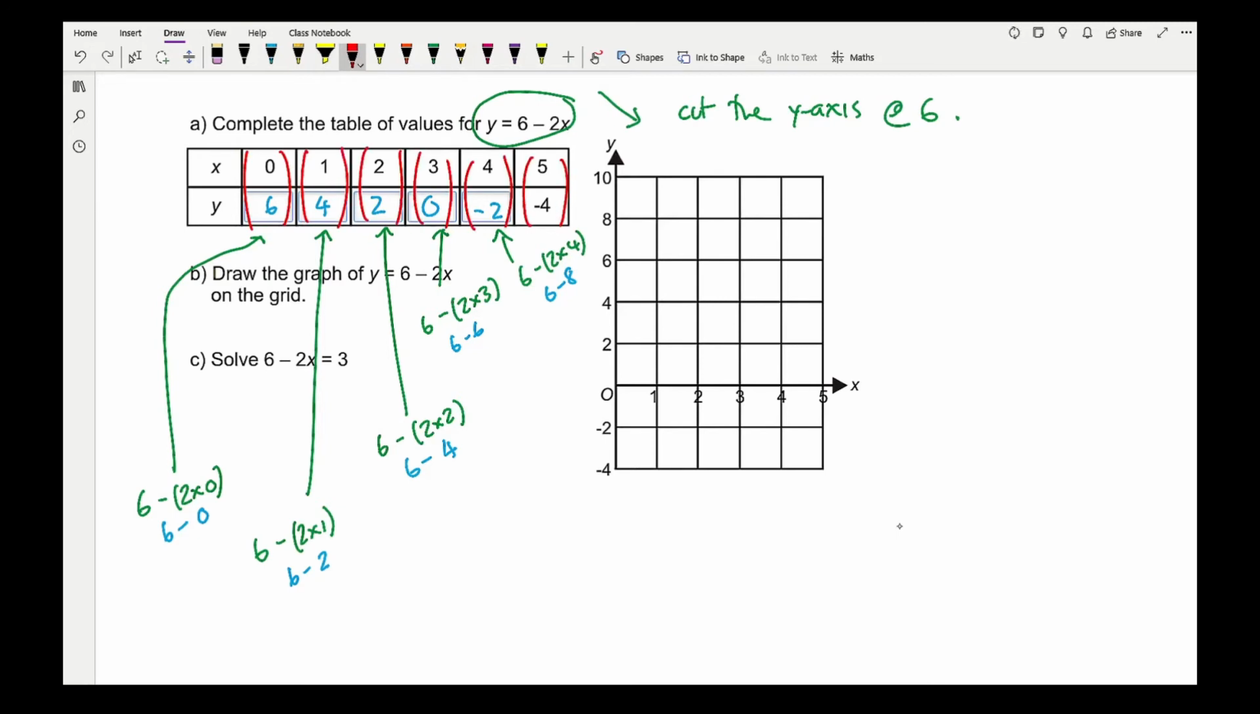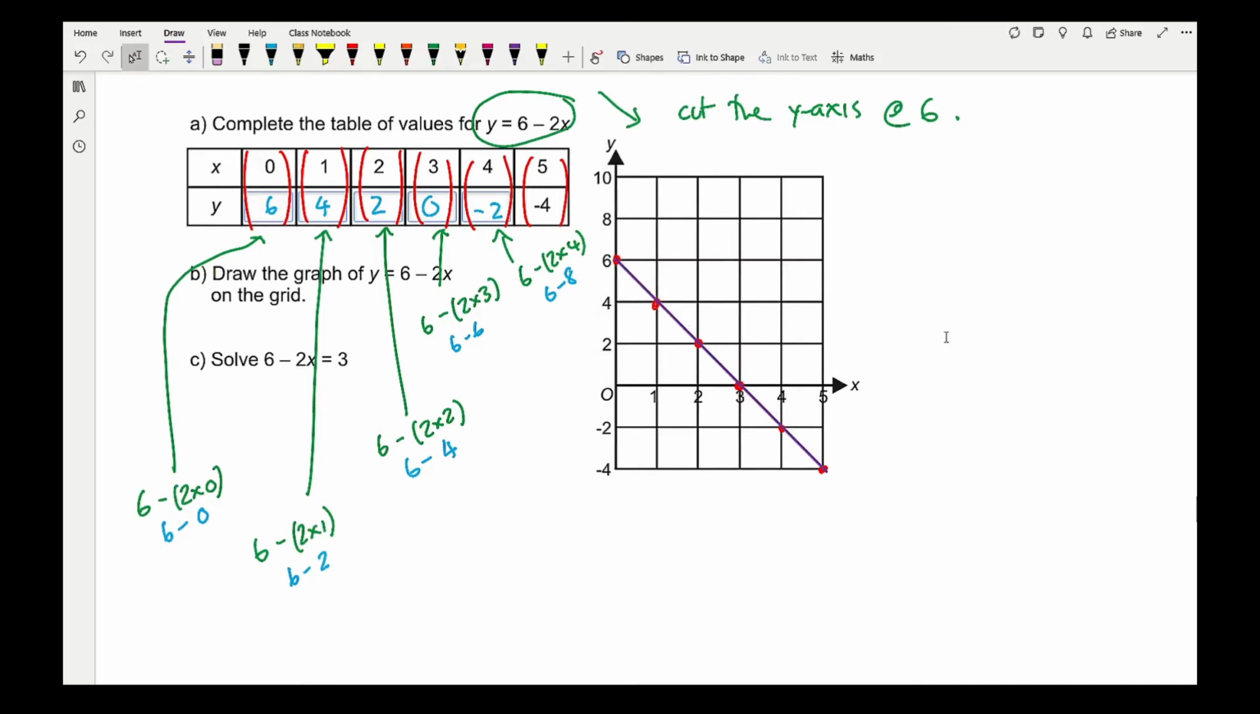So I've got 0, 6, which is here. I've got 1, 4, which is here. 2, 2, 3, 0, 4, minus 2, and 5, minus 4, which is here. And then again, all I then need to do is draw a straight line through it. And there we go. And let's get a different colour. And there is my line.